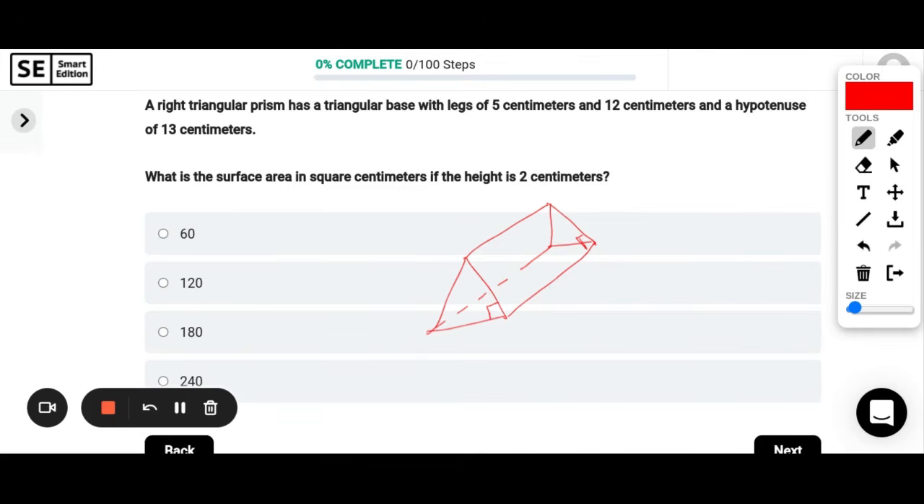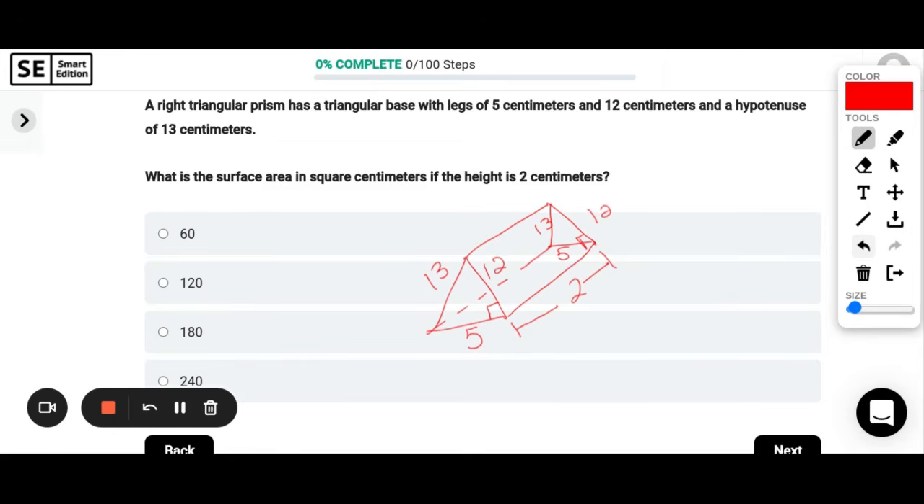So what this says is that we have legs of 5 and 12 and a hypotenuse of 13. It told me it was a right triangular base, so say those are right angles. We have legs of 5 and 12, and then our hypotenuse, which is across from that right angle, will be 13. So both of these bases will have the same dimensions, okay? And then it tells me that the height is 2, and I need to find the surface area. Definitely not to scale, but our height here would be 2.